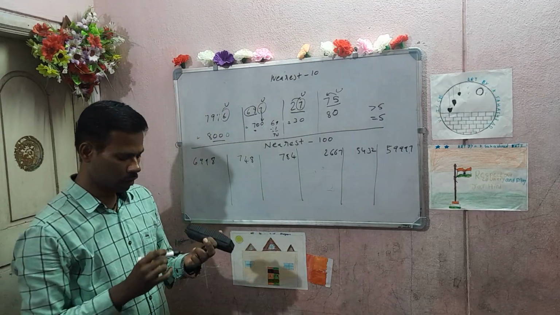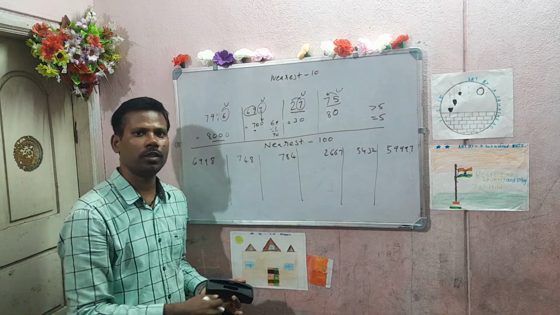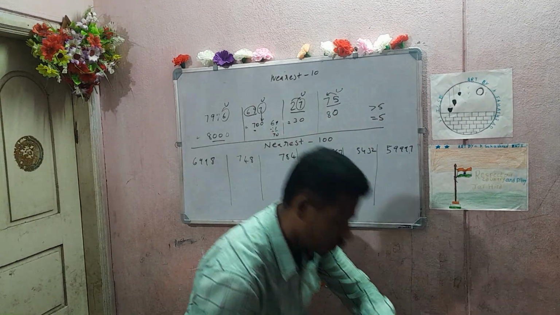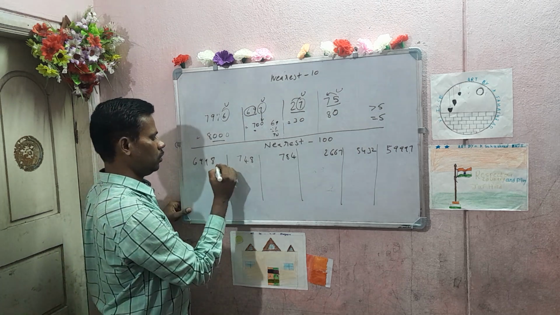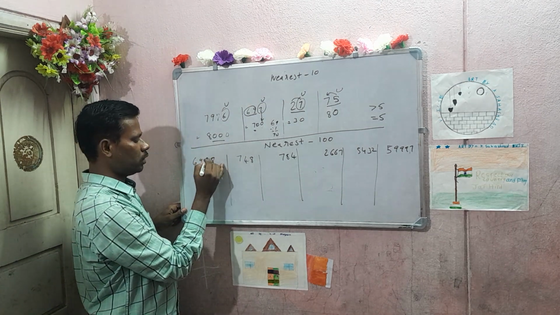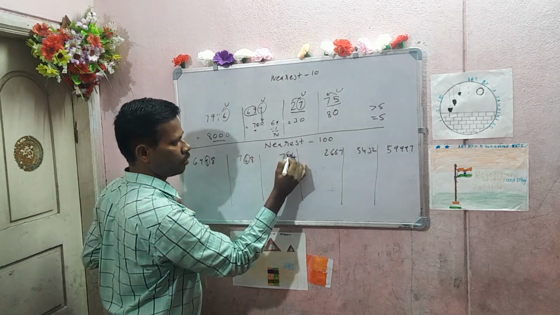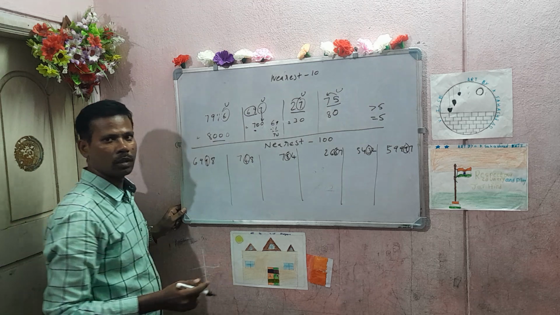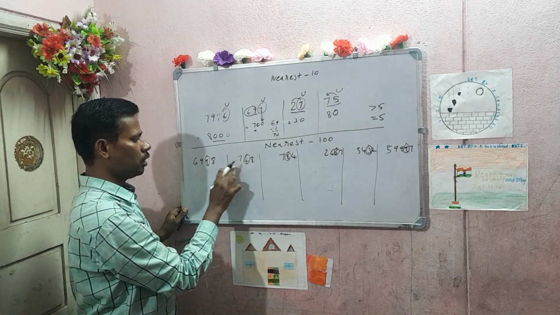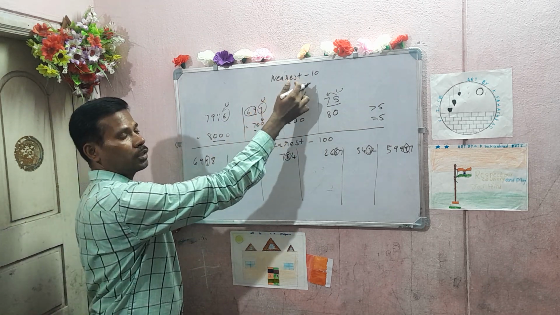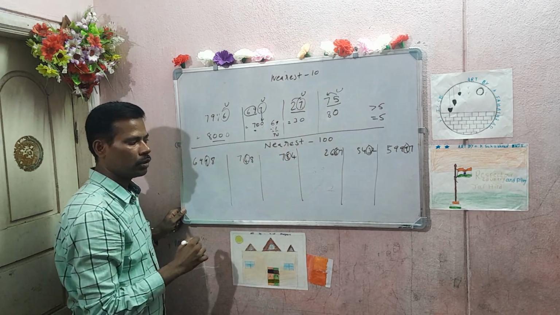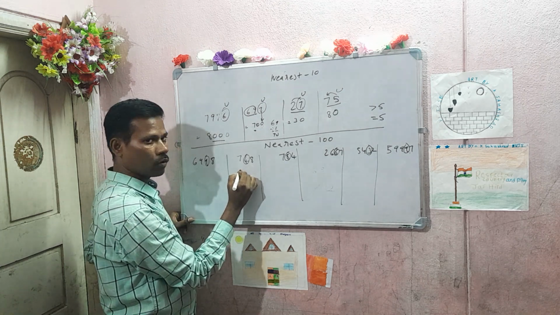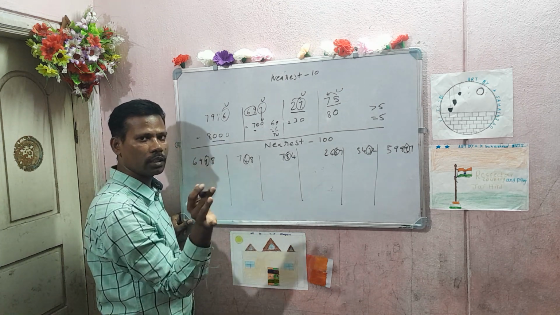This is nearest 100. Nearest 100 means you have to see the tens digit. Earlier, nearest 10 meant units. Now nearest 100 means you have to see the tens digit. Now same rule: if the digit is less than 5, don't add anything to the previous one.